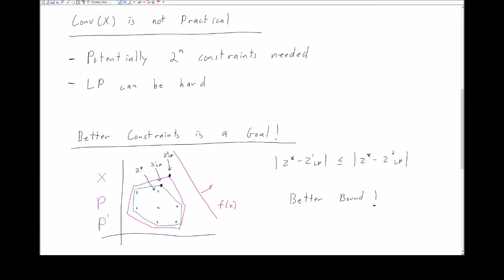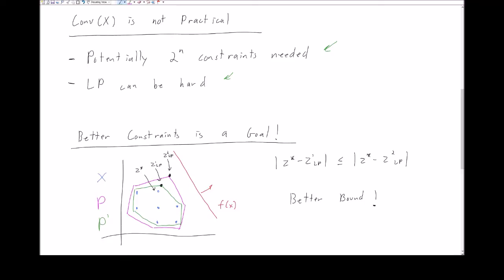Unfortunately, the story isn't that simple. Even if we have the convex hull of X, it's not really a practical object in most circumstances. The reason why is that to write the convex hull of X, we can potentially need an exponential number of constraints. If we have an exponential number of constraints, then the resulting linear program, although it will result in integer solutions, is actually a hard problem to solve.